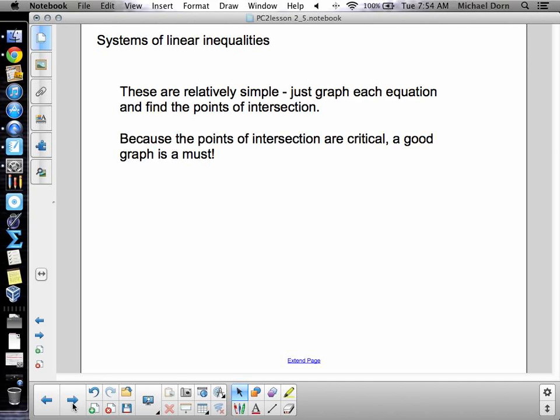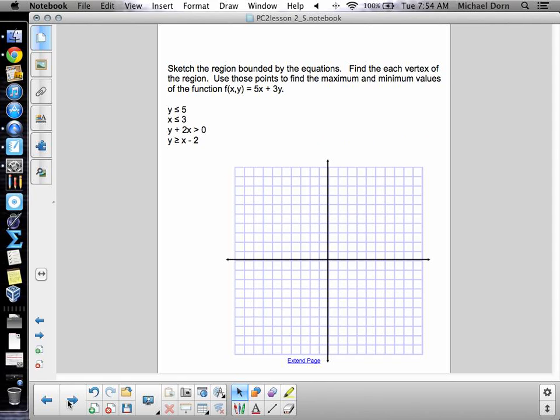So basically the idea here is graph each equation that we're given, find the points of intersection, usually graphically, because we're graphing things. Usually it's set up so they get nice points of intersection. And then maybe do something with those points of intersection to maximize or minimize a function. But it's not difficult at all. This is a very typical problem. Sketch a region bounded by the equations, find each vertex of the region, and use those points to find the maximum and minimum values of the function f of x, y equals 5x plus 3y.